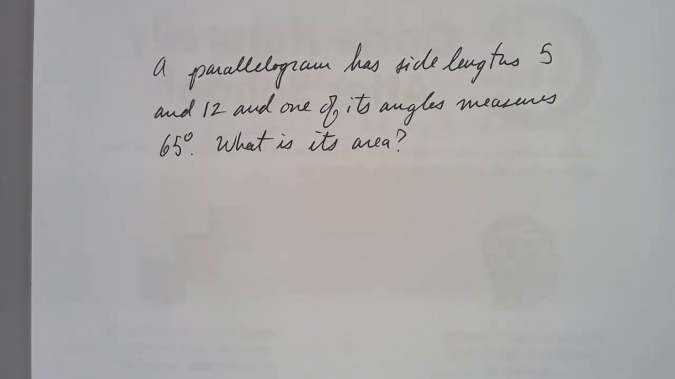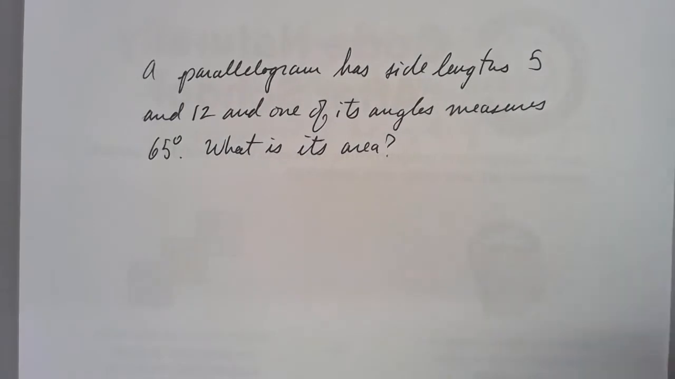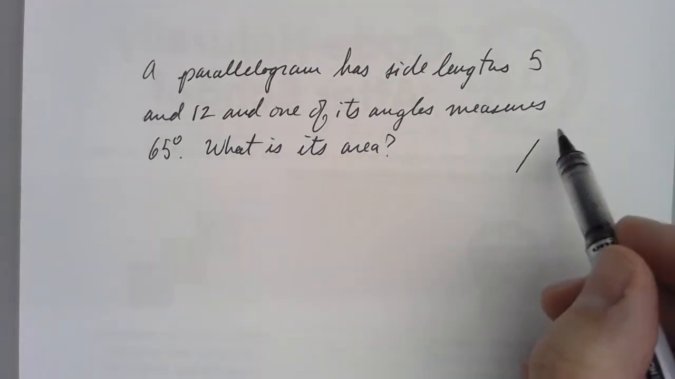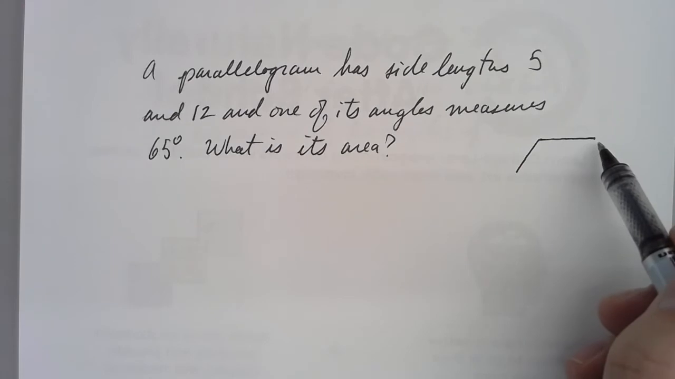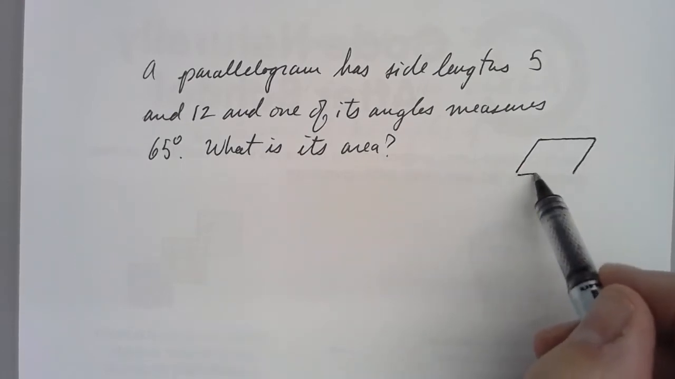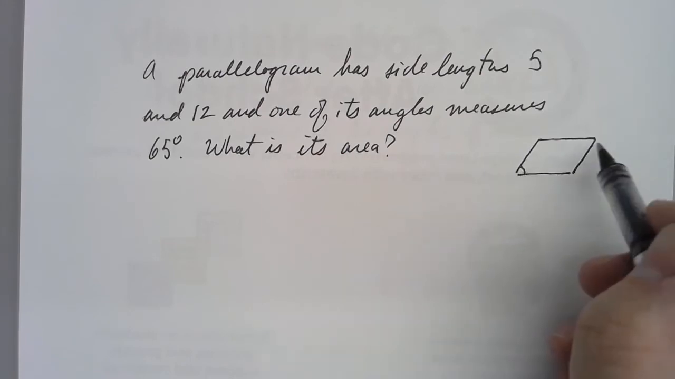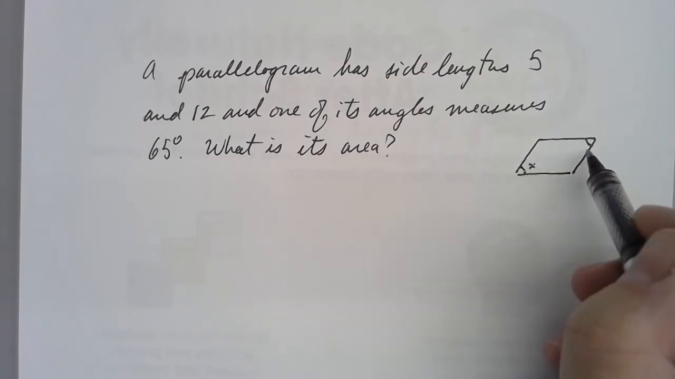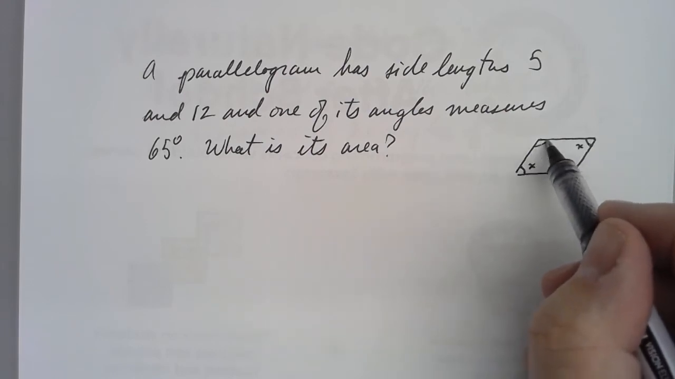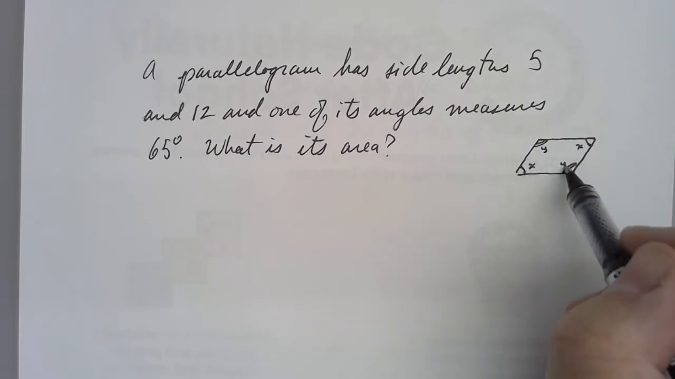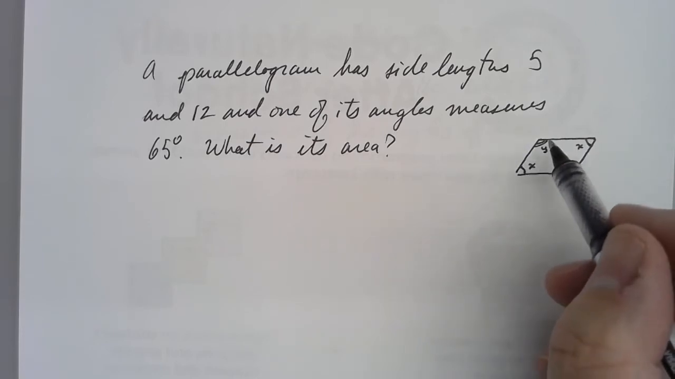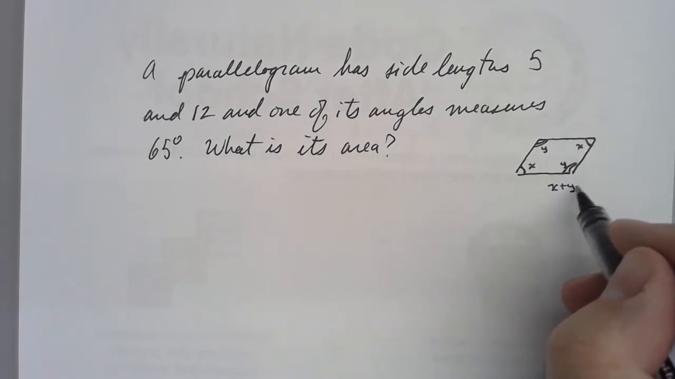A parallelogram has side lengths 5 and 12, and one of its angles measures 65 degrees. What is its area? So let's recall what we learned about parallelograms and angles from last semester. I have a parallelogram. From last semester, we recall that these two angles must be congruent, the opposite angles. I'll mark them each with X. These two angles must also be congruent. I'll mark them with Y. And if they're not congruent, if they're what we called consecutive angles, then they're supplementary.